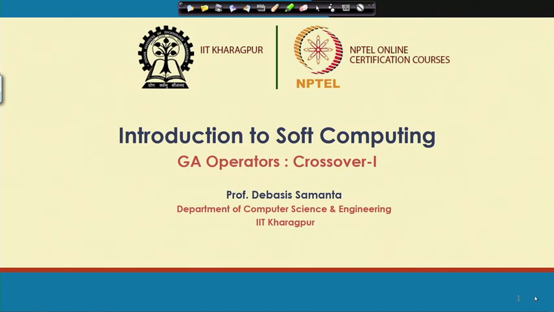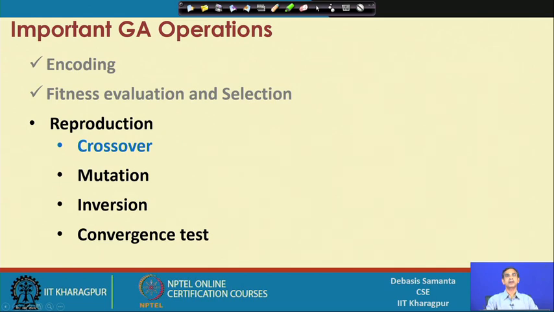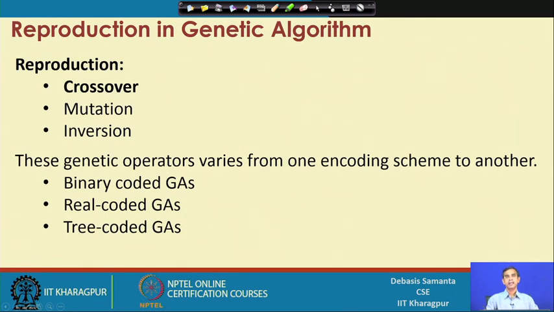We are discussing the genetic algorithm operators, and we have discussed encoding and then selection operations. Now we are in a position to discuss another very important operation, the crossover operation. Crossover is an essential operation in another task in genetic algorithm, reproduction. Reproduction consists of, in addition to crossover, some other operations, mutation and inversion, which will be discussed in other lectures.